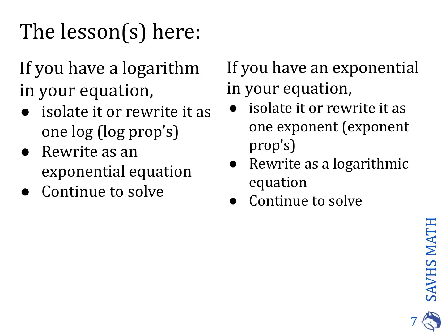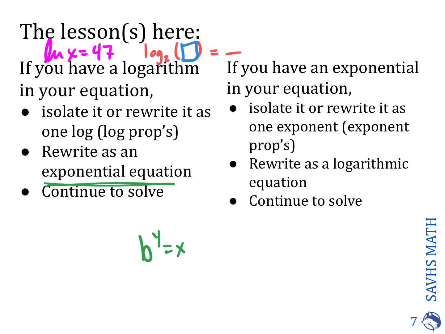All right, two big ideas with these kinds of equations. If you have an equation that has a log, so if you see something that says log base 2 of something equals something, and you need to solve for the stuff that's in there, or if you have something like ln of x equals 47, you need to rewrite it as an exponential equation. So you need to use that log properties rule, which I'm writing here, so that you can change forms.